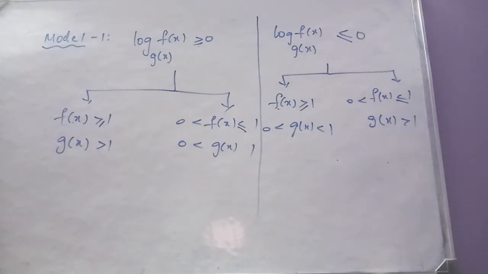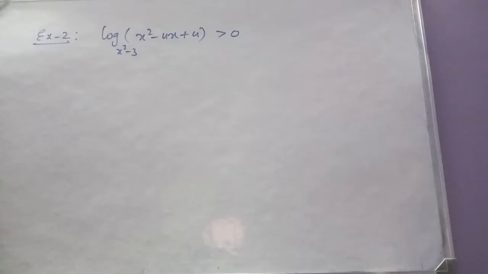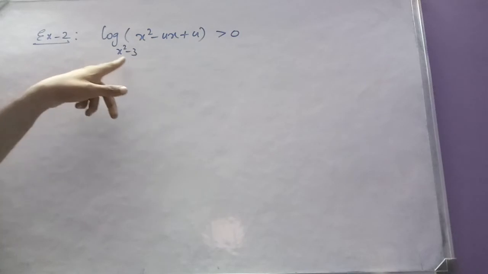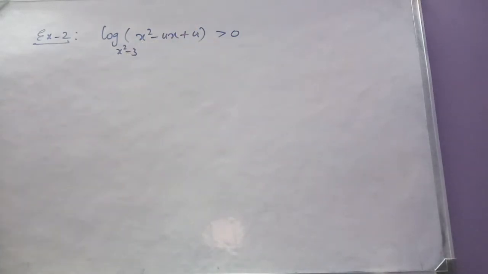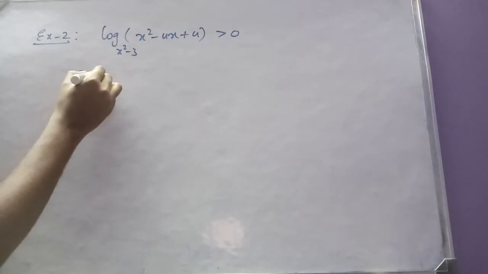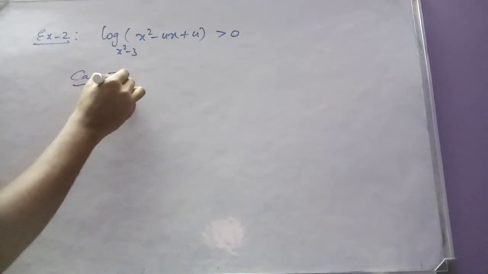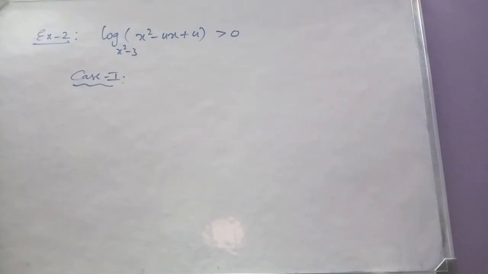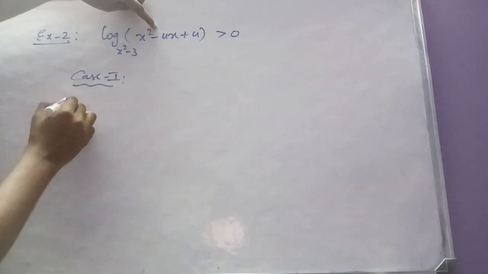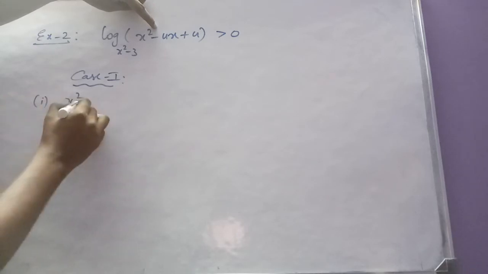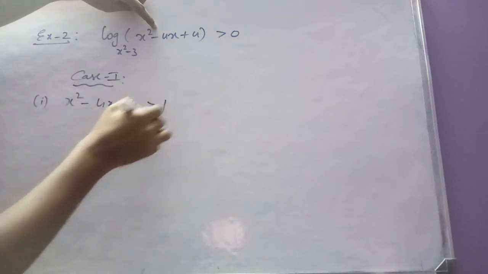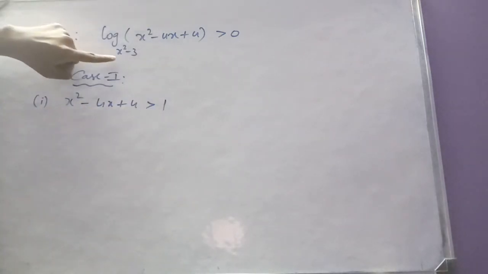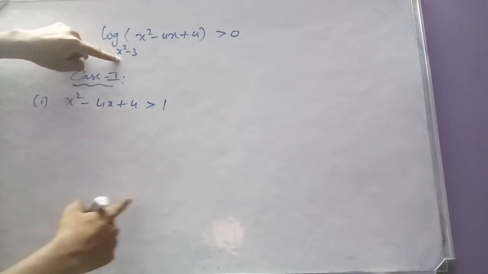So let us take an example. Here is an example: logarithm of x square minus 4x plus 4 with base x square minus 3 greater than 0. As usual, there are two cases. In the first case, I will consider both f of x and g of x as improper fractions, which means x square minus 4x plus 4 is greater than 1, and at the same time x square minus 3 is also greater than 1.